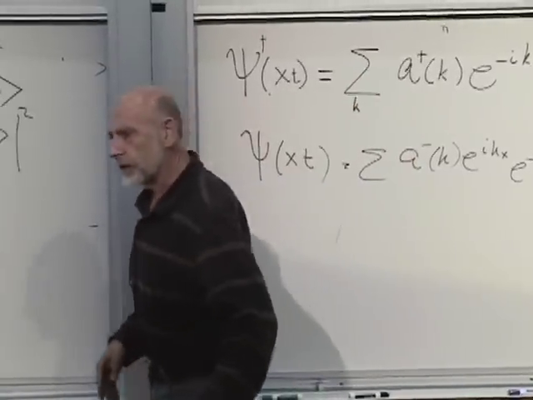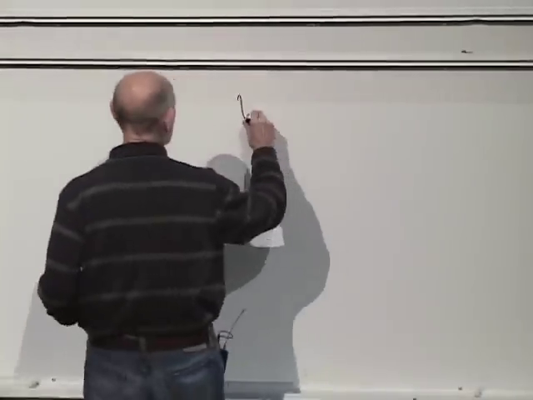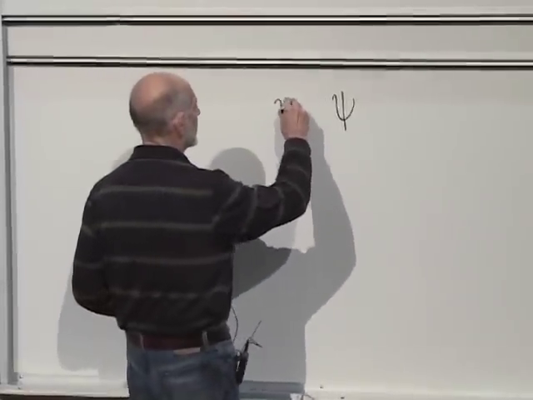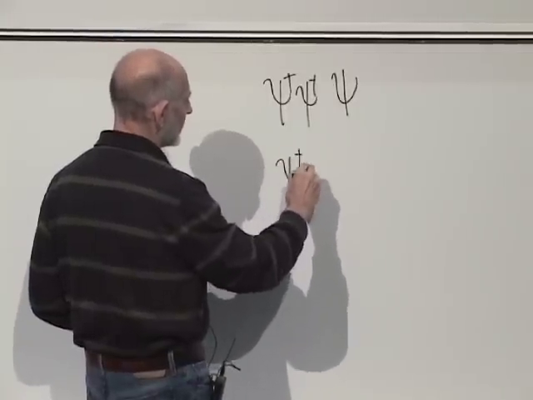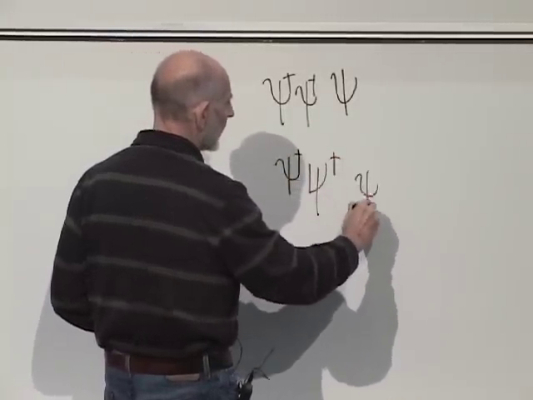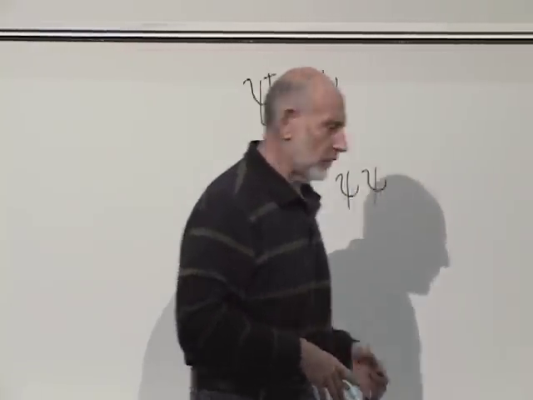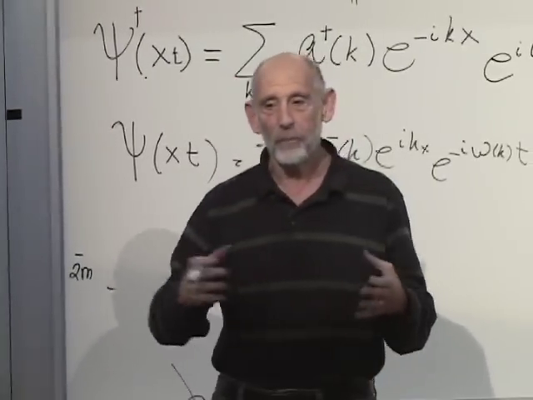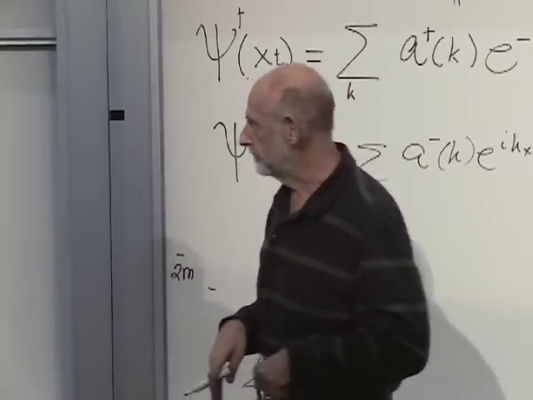Right? When the number of psis is different than the number of psi daggers, versus when the number of psis is the same as the number of psi daggers. How can you diagnose these combinations? Of course, it's very easy just to count the number of psis and psi daggers. But let me give you a mathematical diagnostic that really does have a deep meaning.